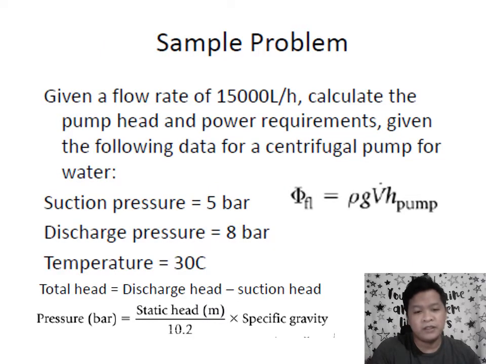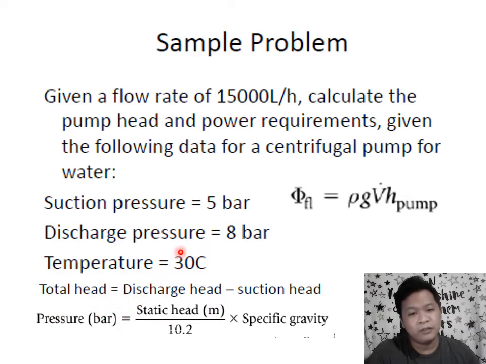Alright, so in this case, you are given pumping water at 30 degrees Celsius with a 15,000 liters per hour flow rate, and then we are asked to calculate the pump head and power requirements given that the measured suction and discharge pressures are as follows. Of course, we would use the pump equation, the power requirement equation, wherein there is a volumetric flow rate.